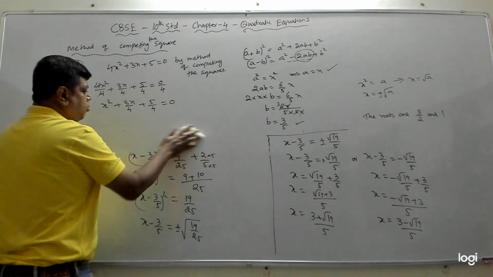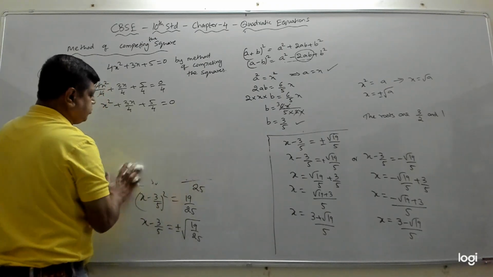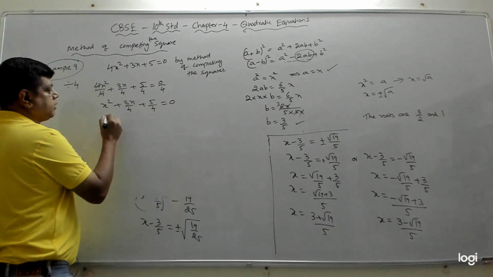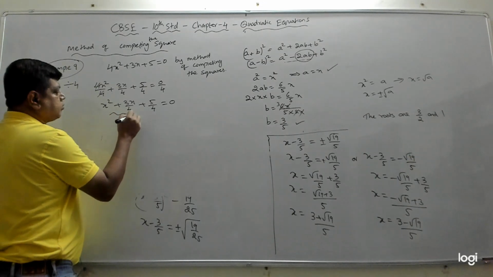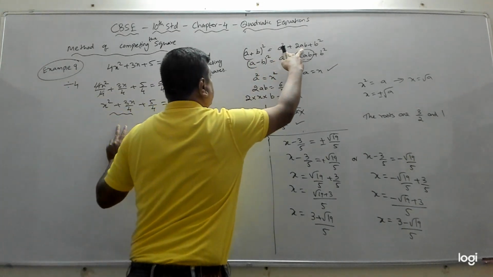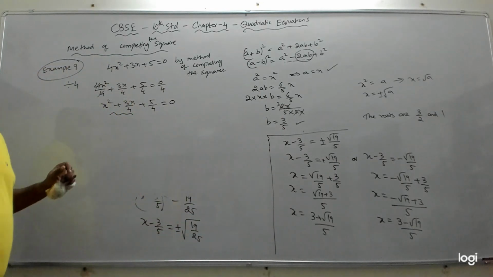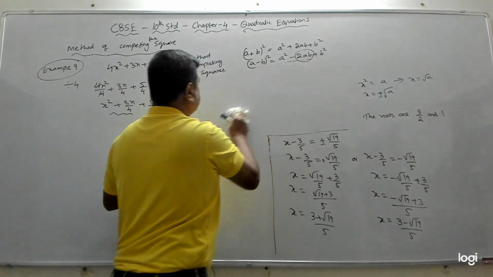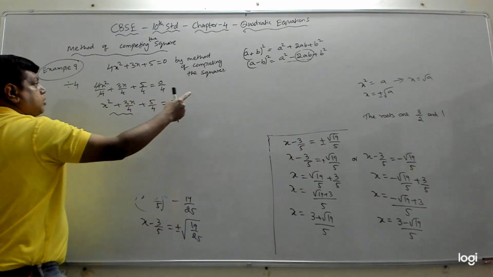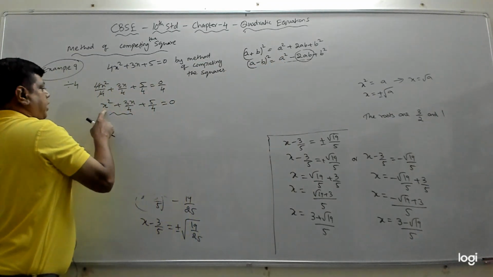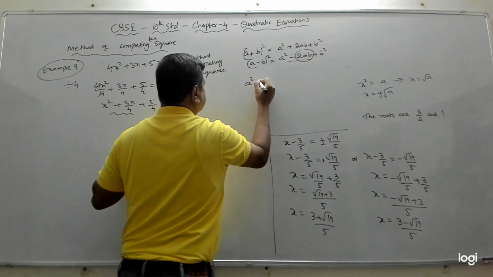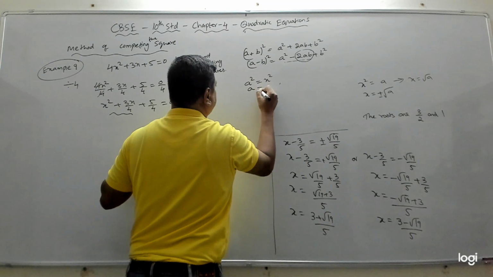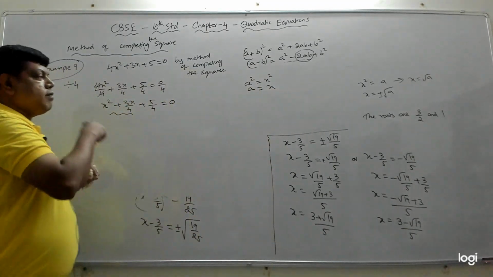Now we should compare this with a square plus 2ab, these two terms. So if you compare that, then what is our a? Your a square is x square, so therefore my a will be equal to x.